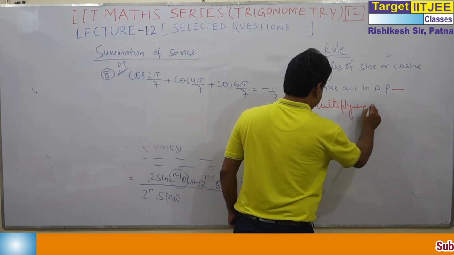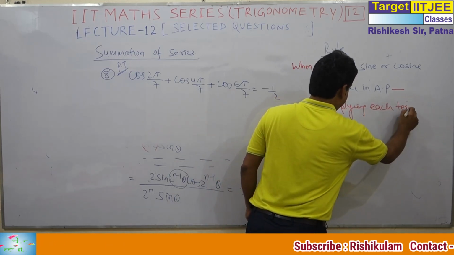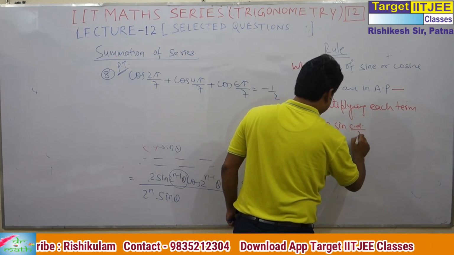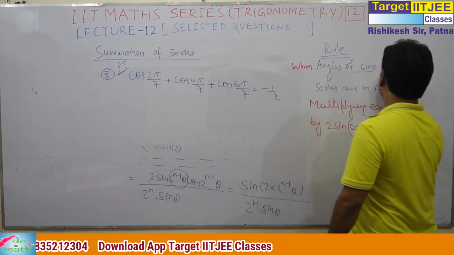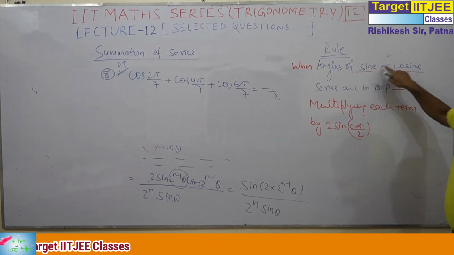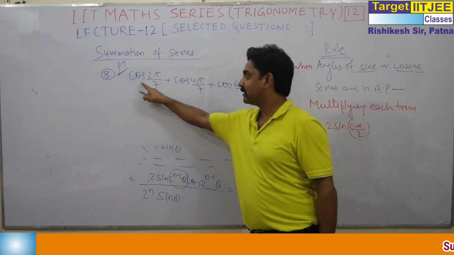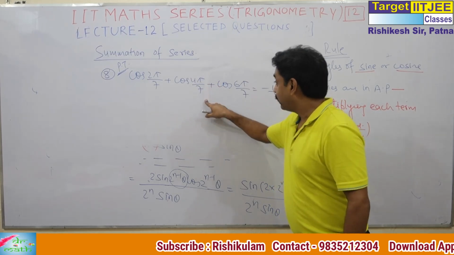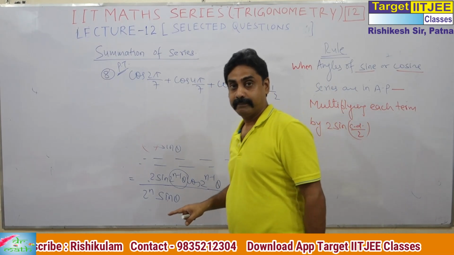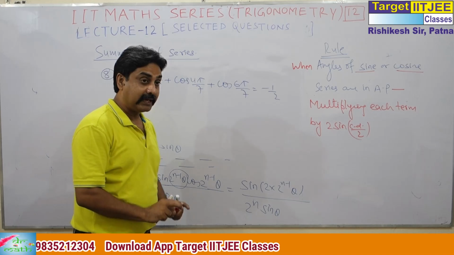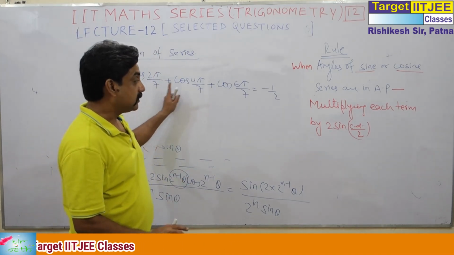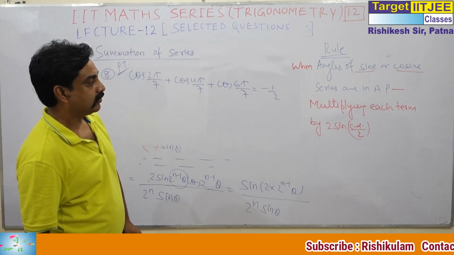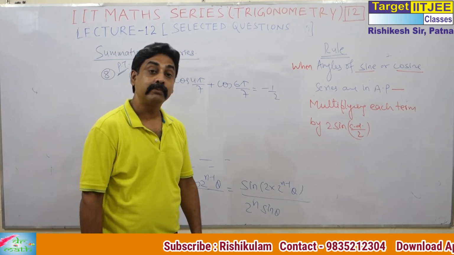Multiply each term by 2 sine common difference by 2. Whether it's a sine series or cosine series, in sin theta or cos theta, see the series. This is a cosine series, and the angles 2 pi by 7, 4 pi by 7, 6 pi by 7 are in AP. In the next question, I will also take a question in which angles are in AP. This is a cosine series. So when angles of a sine or cosine series are in AP, what is the rule? Multiply each term by 2 sine common difference by 2.